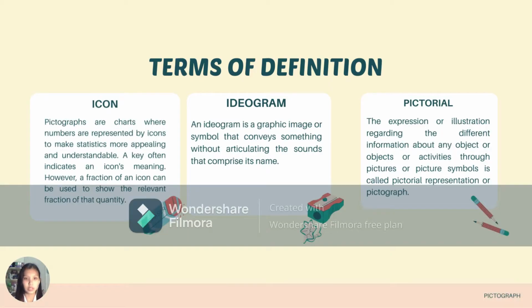Terms of definition. Icon. Pictographs are charts where numbers are represented by icons to make statistics more appealing and understandable. A key often indicates an icon's meaning. However, a fraction of an icon can be used to show the relevant fraction of that quantity.